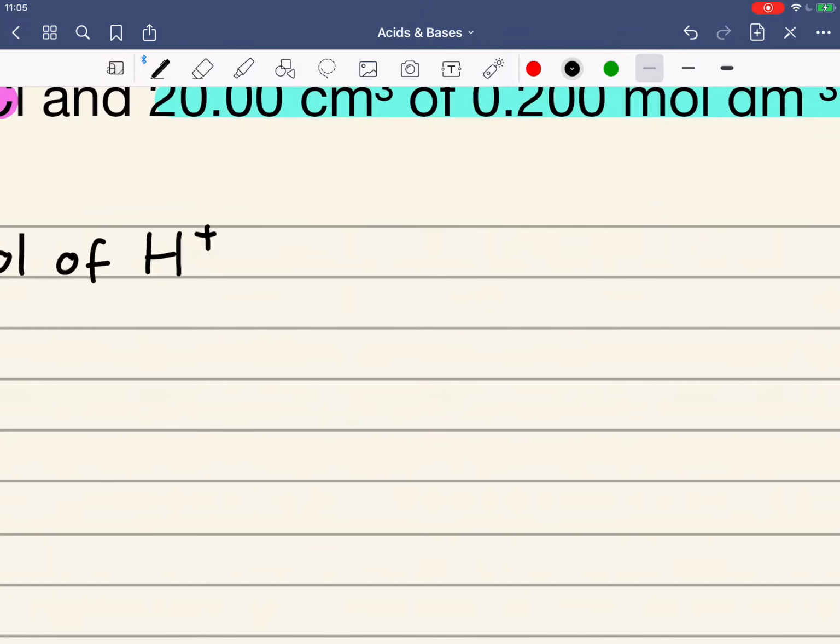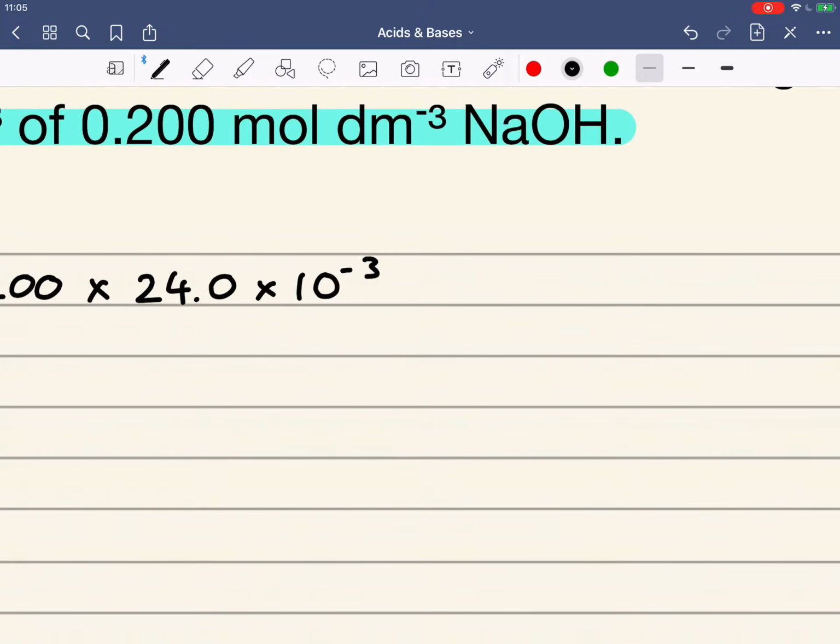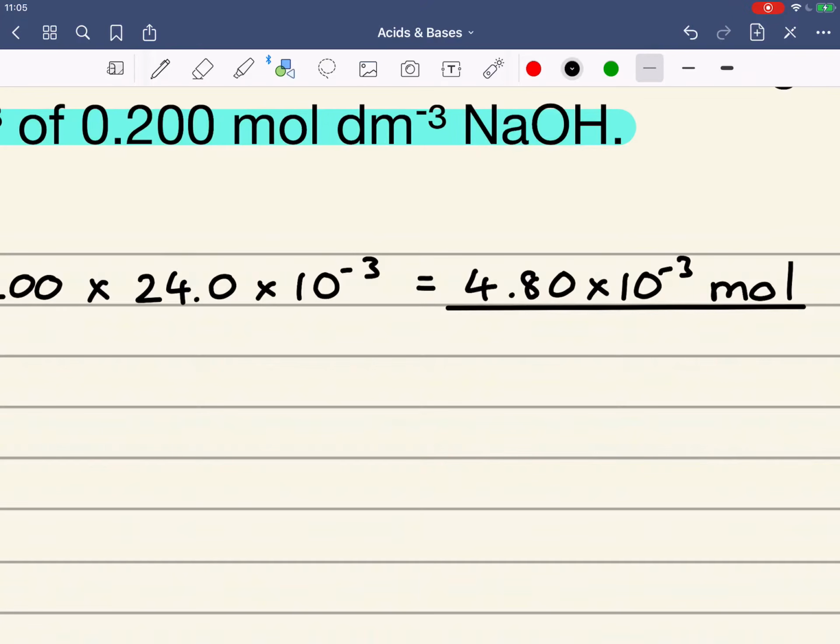So I simply use the concentration and the volume of HCl given, which is 0.200 times 24.0 times 10 to the minus 3. And that gives me 4.80 times 10 to the minus 3 moles. And that's the first marking point usually.